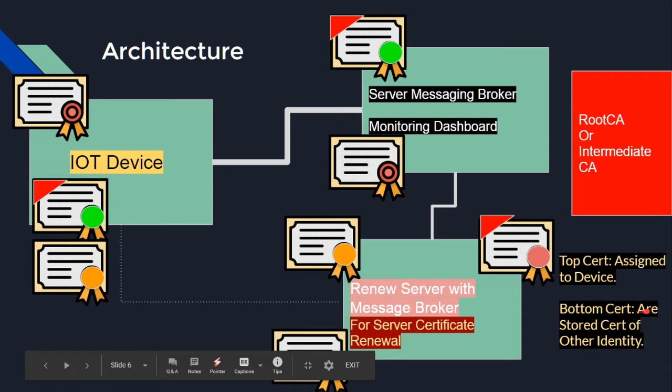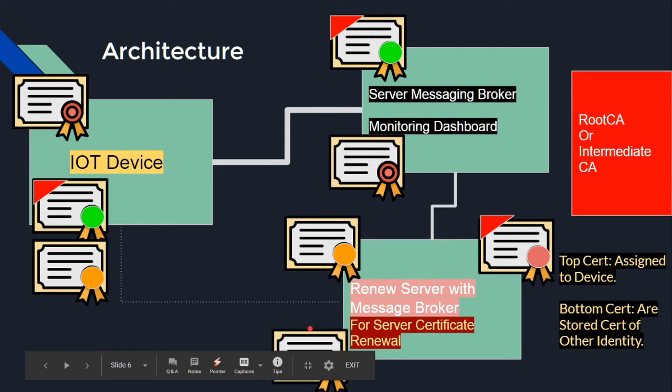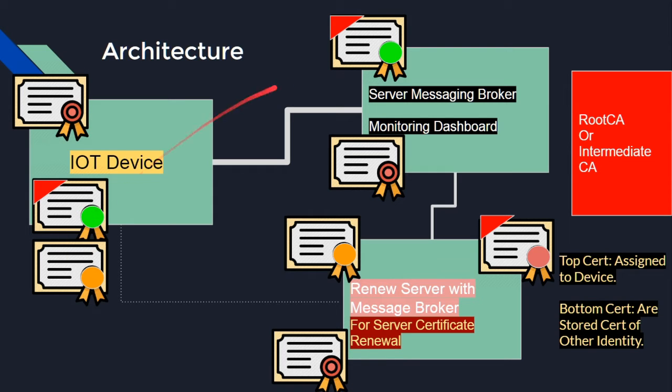The bottom certificates are the stored certificates of the other identities in the network. So these are the bottom certificates. This is also a bottom certificate. This is also a bottom certificate. So this would be another identity's certificate that would be stored in this device. So get comfortable with what I'm trying to explain with the whole design. I just talked in just a few words only.